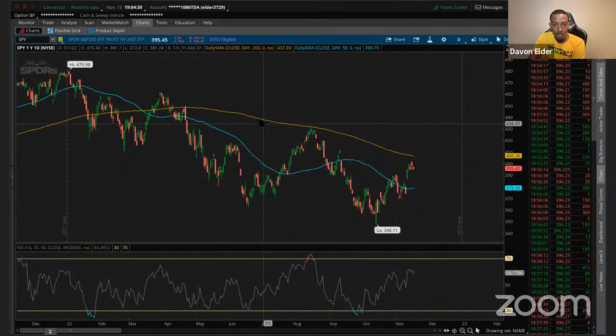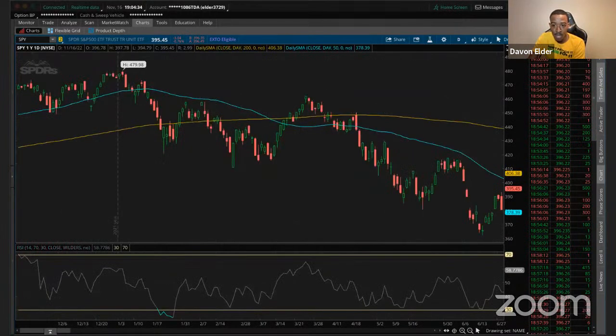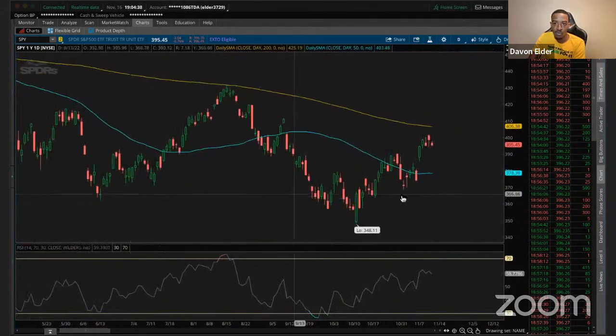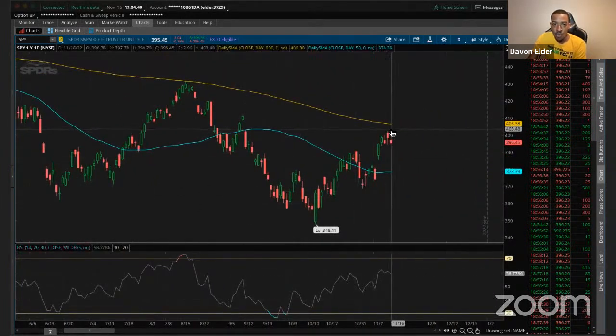And so think about this as well. Remember what I talked about earlier about us closing above that 400 level, right? This 200-day moving average is right around 406.38.